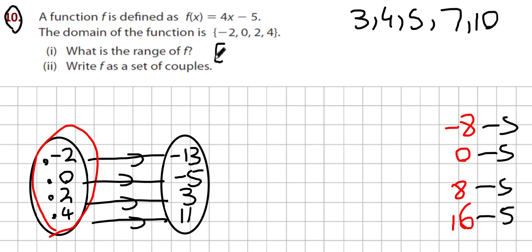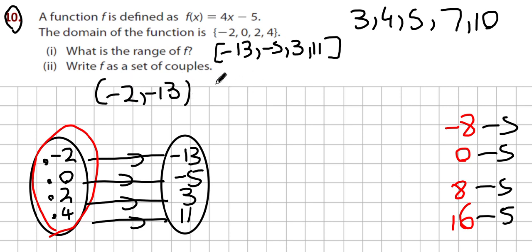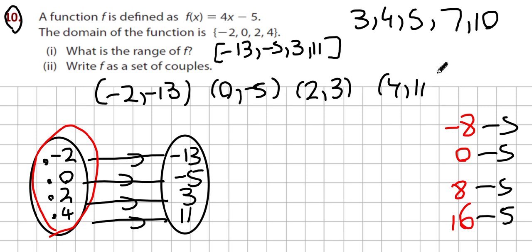Range is the outputs that we used. What outputs did we use? Minus 5, 3, and 11. Write everything as couples. How do I do that? Anybody know? Minus 2, minus 13. Next one? Yeah, next one. Next one. 4 and 11.